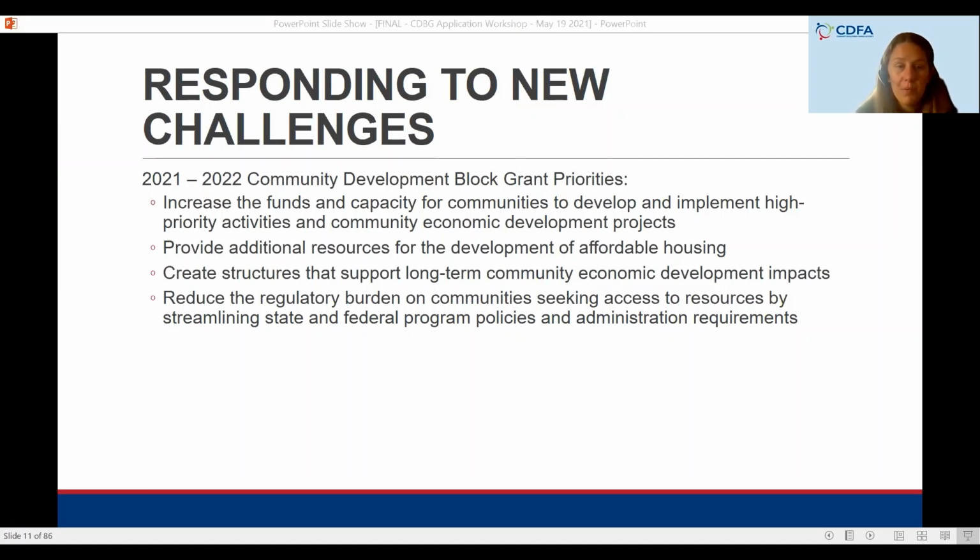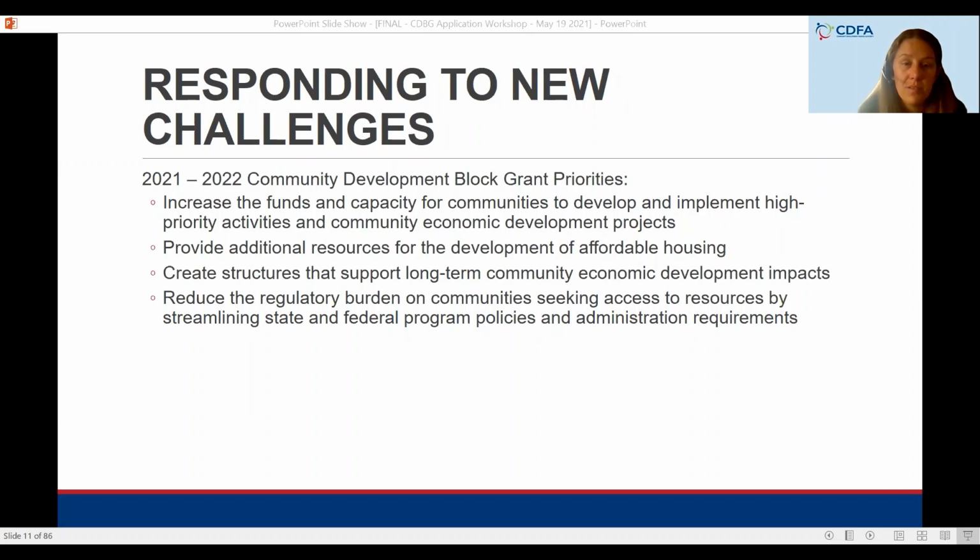We've increased the funds and capacity for communities to develop and implement high priority activities. One of the ways that we've done so, as I talked about a little bit earlier, was to really have some higher dollar amount planning studies that support really complex planning studies.